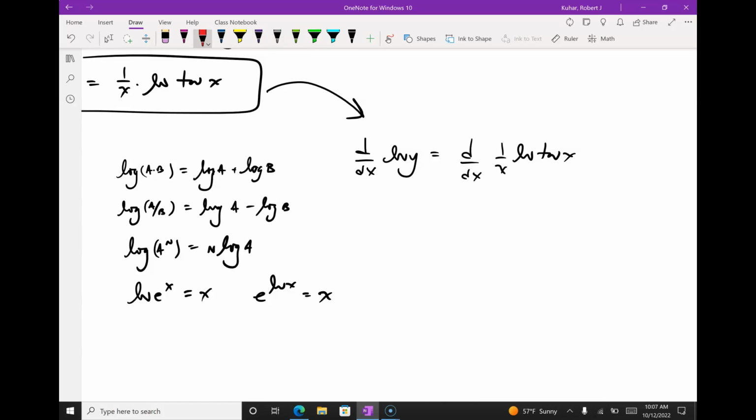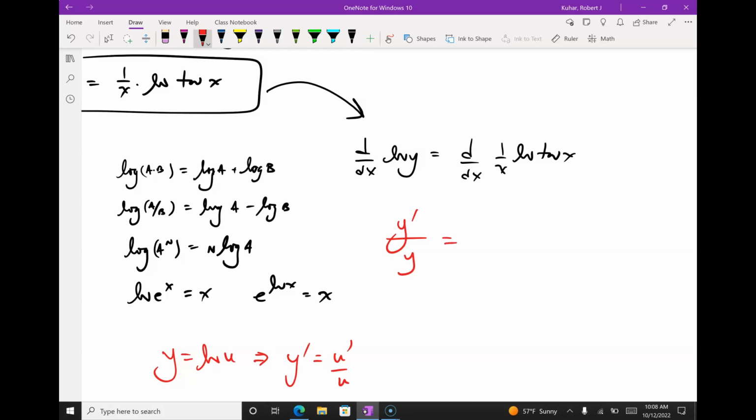On the left-hand side, what's my shortcut say? y prime over y. The derivative of ln is the derivative of the inside over the inside. If y equals ln of u, y prime is u prime over u. You got to have that on your formula sheet. You got to have it memorized. You got to use it. You got to practice with it.